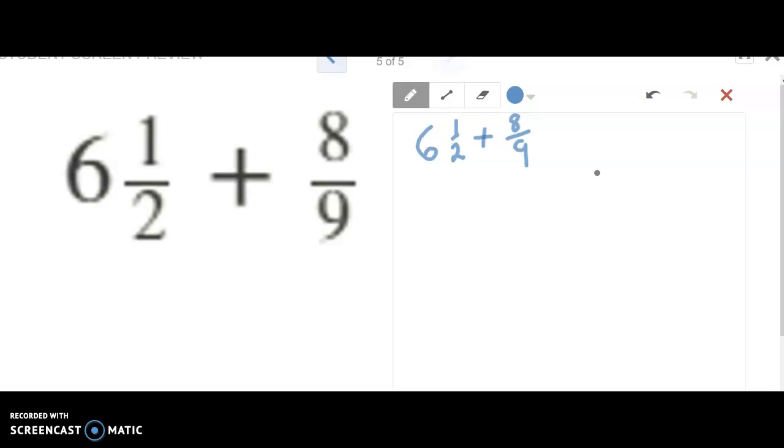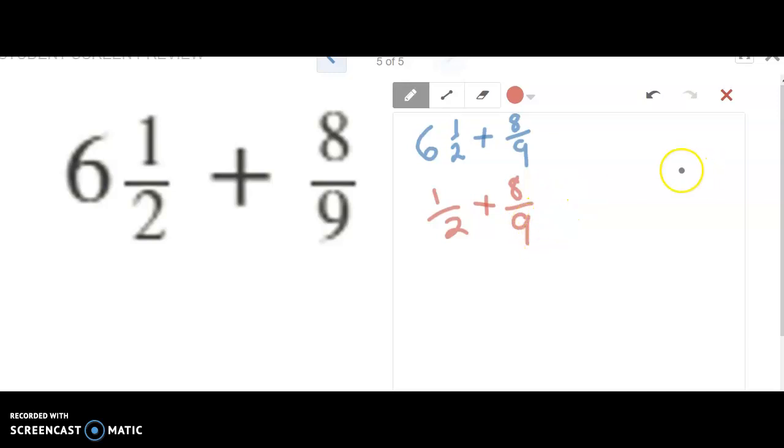I'm going to focus on my whole numbers and my fractions separately. Okay, we want to do those separately. And I like to look at my fraction parts first. So let's rewrite my fraction parts. 1/2 plus 8/9.